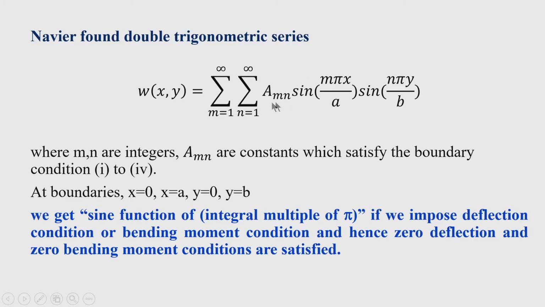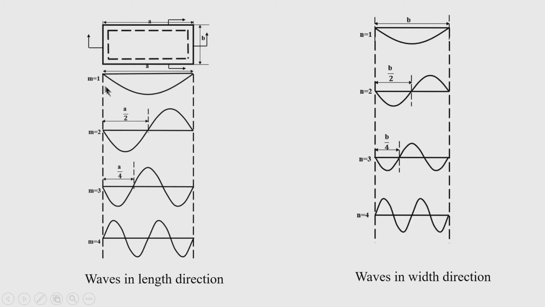Now, how will the deflection take place in this simply supported plate? Let us see the functions sin m pi x by a and sin n pi y by b. These are waves, and we call them half waves, because they range from 0 to a and 0 to b. Now m and n are integers. You can see that for m is equal to 1 along the length direction, the first half wave is this.